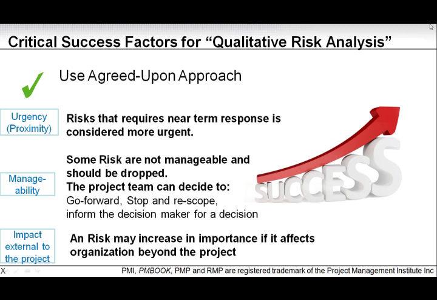The third part of the approach is the impact external to the project. A risk may increase in importance if it affects organizations beyond the project. So if the risk in your project could impact a third-party organization or an organization outside your project, it can be another department or another process within your organization, then this risk can no longer be contained within the project, and thereby it becomes more important than risks that can possibly be contained within the project.